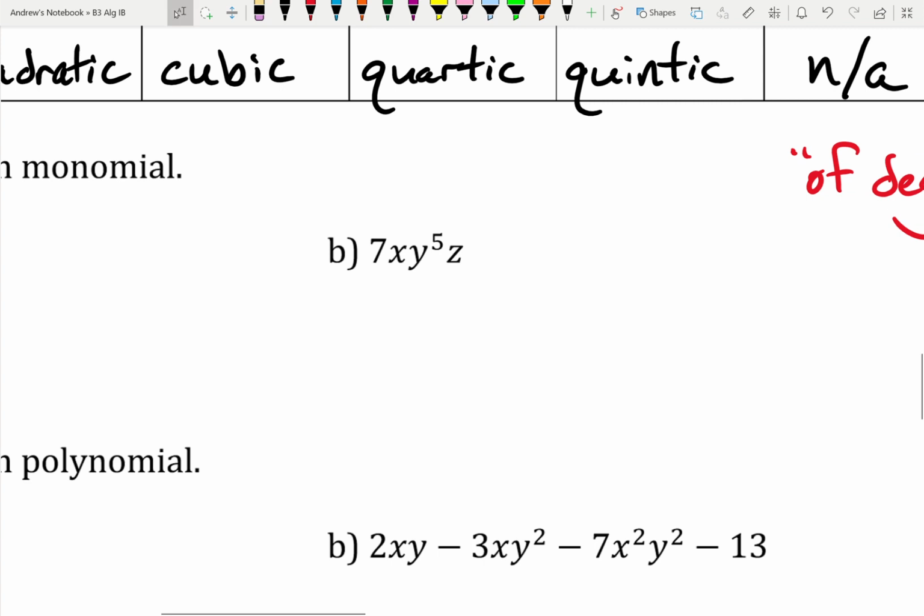Over here on this one, remember I was talking at the top of this page that there are little hidden 1s whenever you don't already have an exponent there. So in this case, I'm taking this 1, this 5, and this 1. 1 plus 5 plus 1 is 7. Cool, so our degree there is 7. And that's it. So monomials, not too bad.